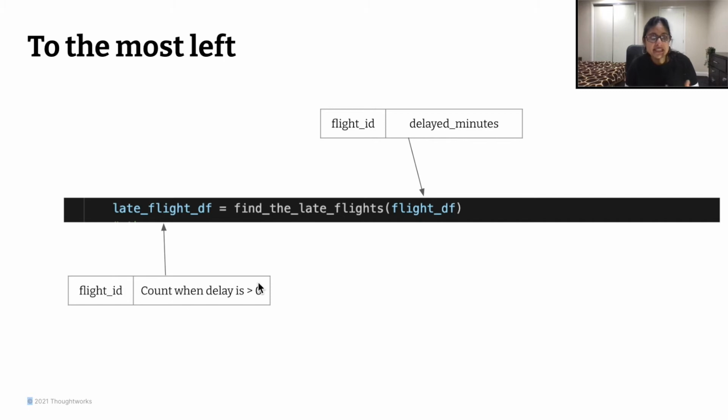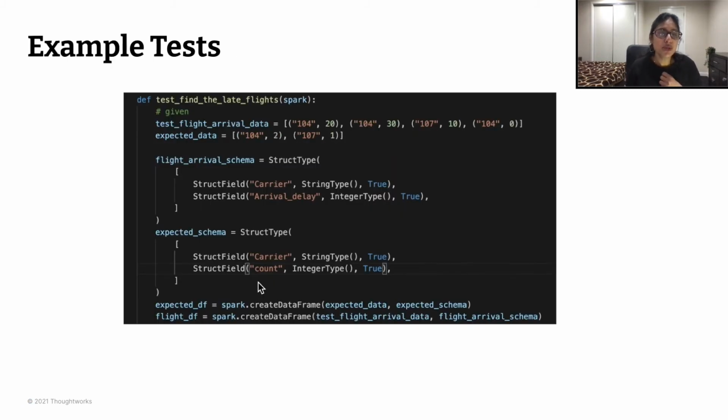So how will I write a test for this? First, what I'll do is create some mock data. I'll create mock data as a list, take these inputs, and also create mock output data. Now in this example, if you see, this is an ID and this is the minutes. So I've created that mock input, and similarly the mock output should be what I expect, which would be ID 104 has been delayed 2 times, and 107 has been delayed 1 time, a simple count.